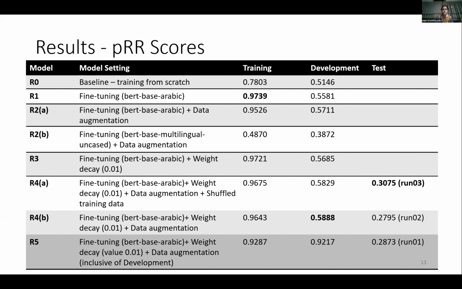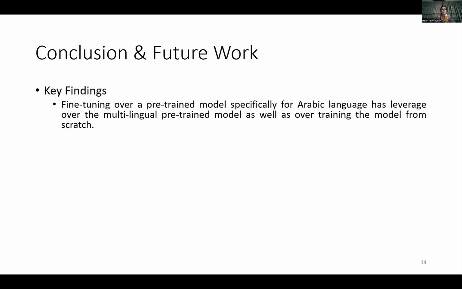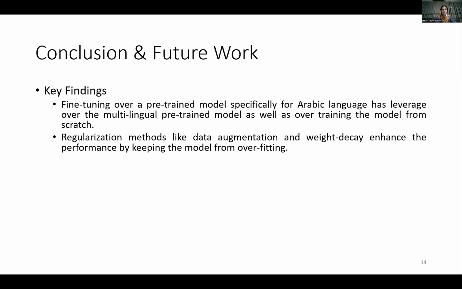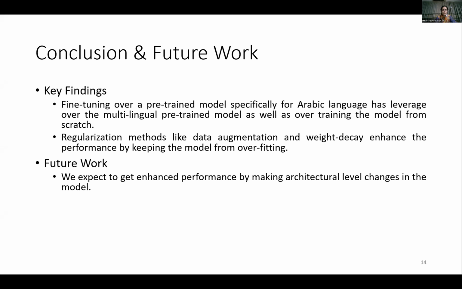And moving on to the next slide. So our key findings were that fine-tuning our pre-trained model specifically for the Arabic language resulted in better performance than the multilingual pre-trained model. And the regularization methods like data augmentation and weight decay enhanced the performance, but not too much. But they kept the model to some extent from overfitting.